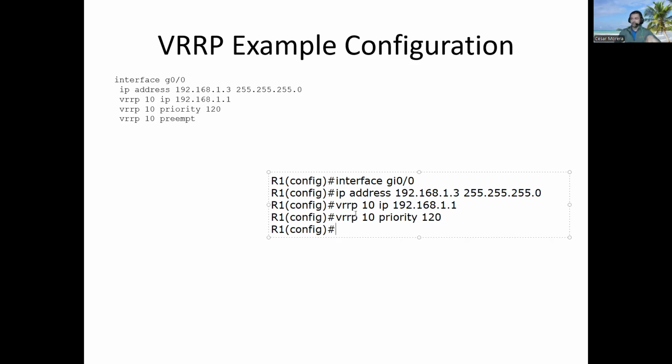And then finally, we are still configuring the same router. This is going to be VRRP 10 preempt. And that's basically an example of a possible configuration for VRRP in a specific router. There you have it. Now we're going to learn a little bit about GLBP and get an overview.